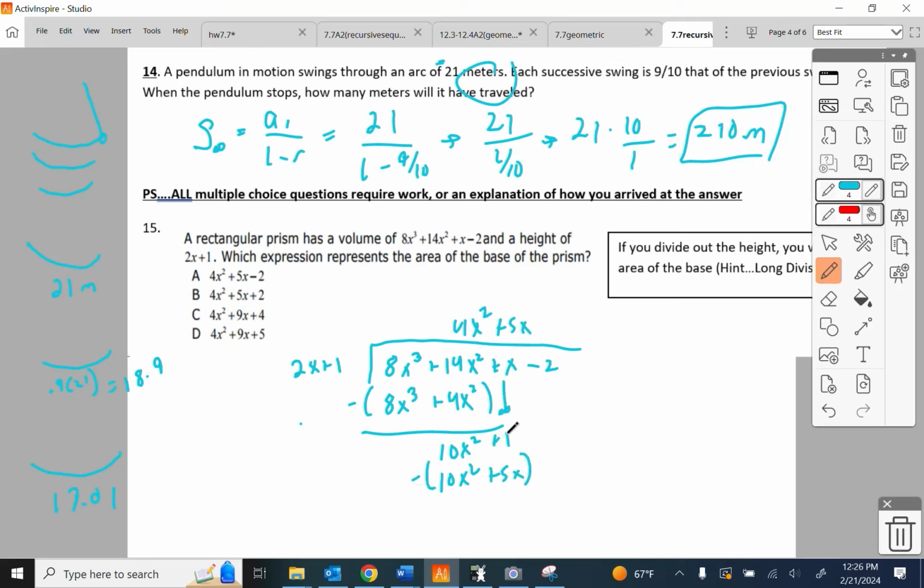Bring down. 1x minus 5x is negative 4x over minus 2. 2x times negative 2 is my negative 4x. I'm going to stop there. Choice A. Long division.